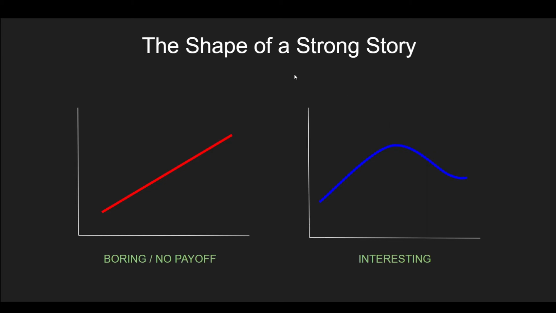Now, this is the shape of a strong story versus the shape of a boring story with no payoff. On the left here, we have this red line, and this is how a lot of people write their copy and their content. Say you're writing an ad as a copywriter or a product review as a content writer. Either way, your goal is to get someone to click on a link and to read and understand your content or copy, not necessarily in that order, but that's basically what you're trying to accomplish. And a lot of writers and advertisers and content creators just kind of start down here and they build up to here.